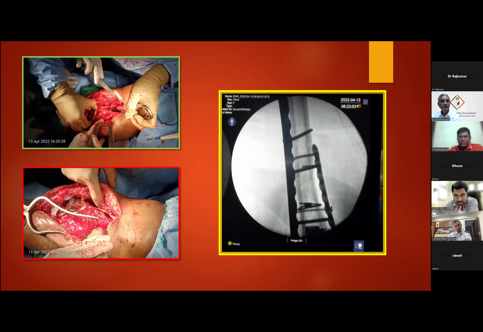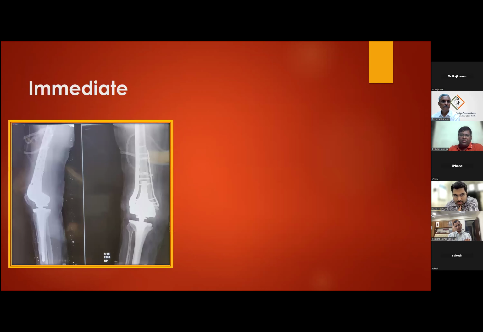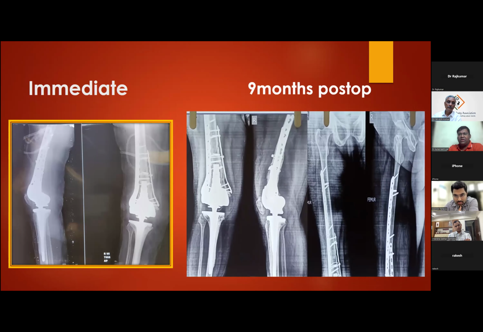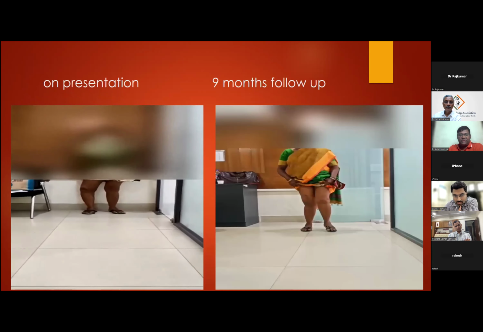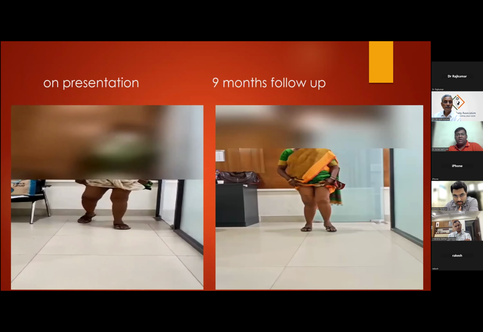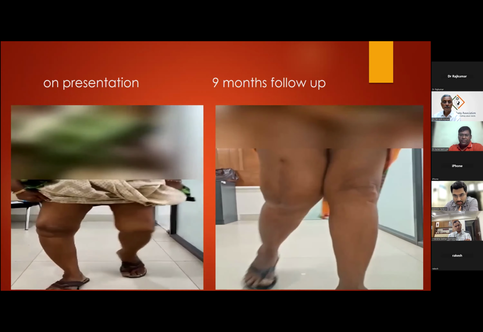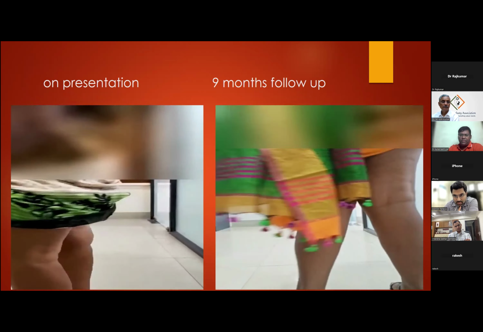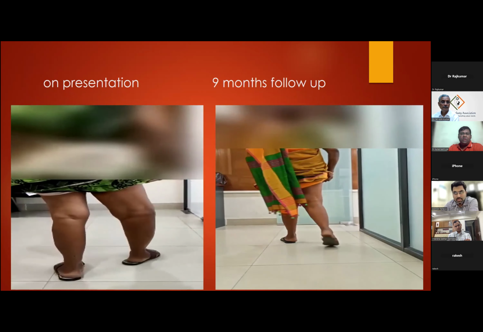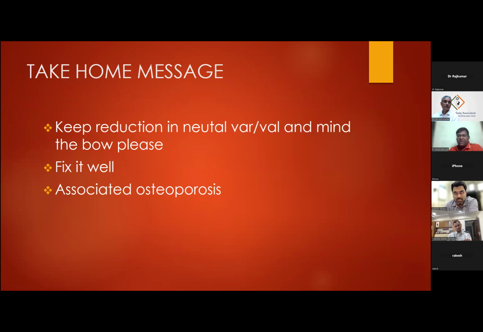Keeping all this armamentarium in the OT, we saw that the sleeve is quite adherent to the bone, the distal part of the femur. The implant looks very stable. So we opted for dual plating, one medial subcutaneous plate and a lateral plate. This is our immediate post-op X-ray, and this is our 9-month post-op X-ray. So the take-home message is keep the reduction in neutral varus and valgus and mind the anterior bow always. If it is a periprosthetic fracture, fix it well, preferably both sides, and always keep concern about the associated osteoporosis. Thank you.